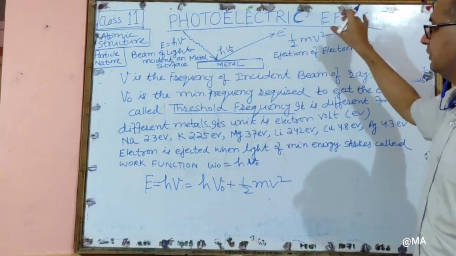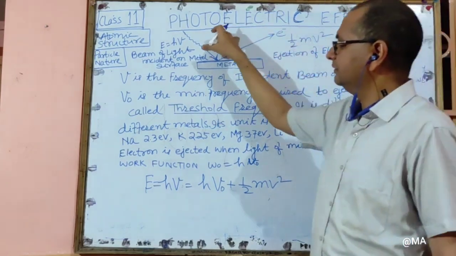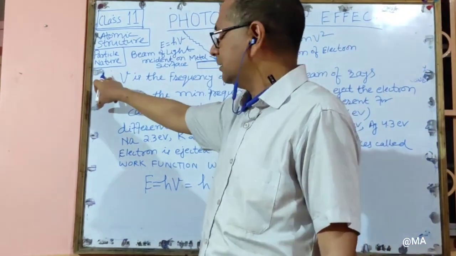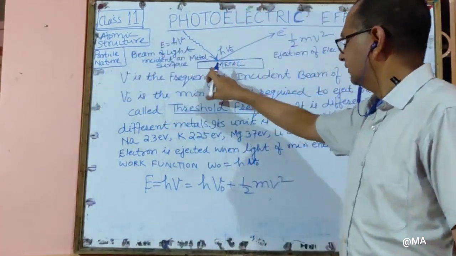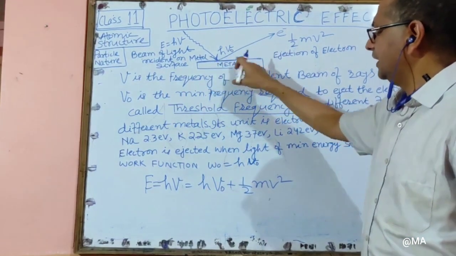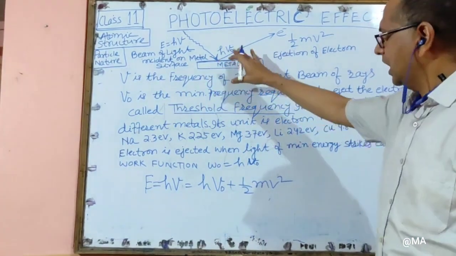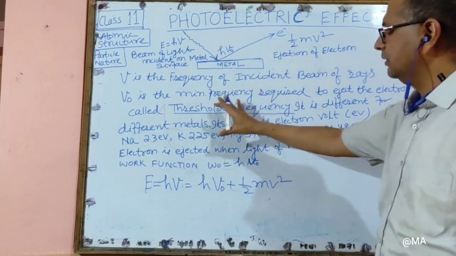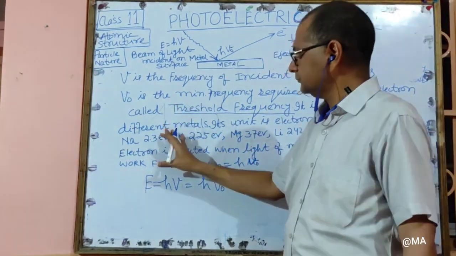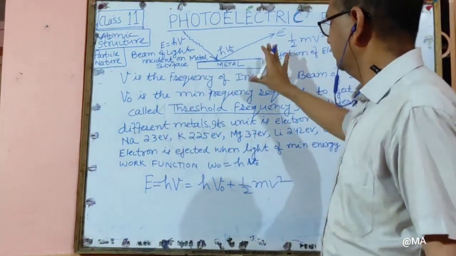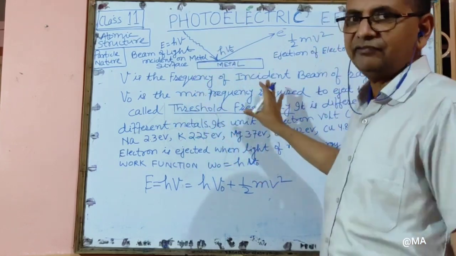So this is all about the photoelectric effect of light, and it is based on the particle nature of light. This is the metal surface and this is the threshold frequency, which is different for all different metals.